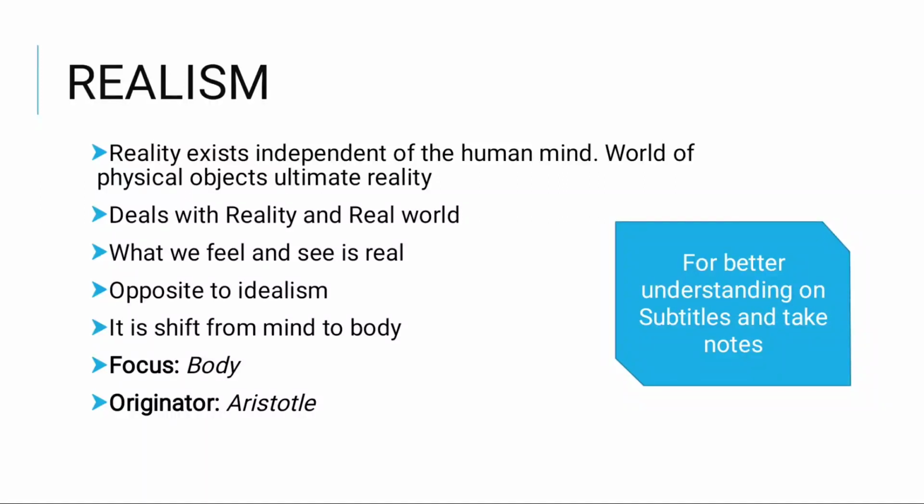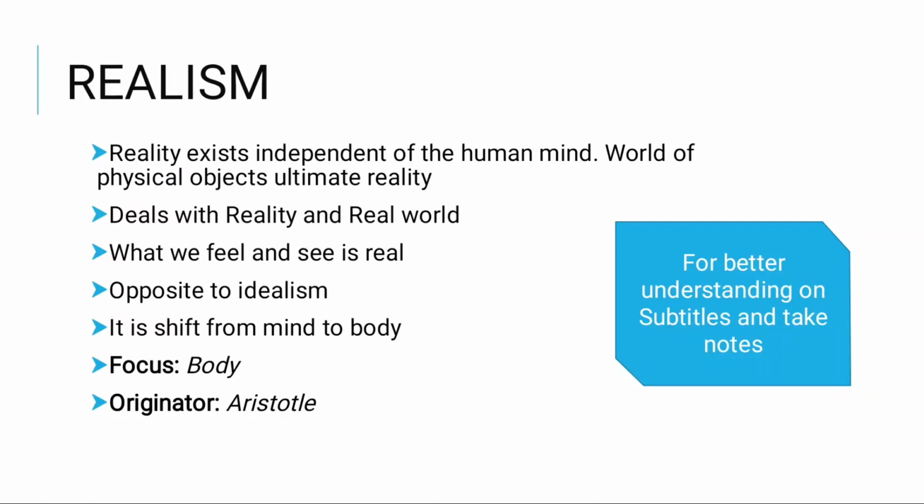We will now look at the second philosophy to education, which is realism. So from the idealistic approach, we are now going to take a shift to the realistic approach and see what that approach has to offer us. Realism: reality exists independent of the human mind, the world of physical objects' ultimate reality.